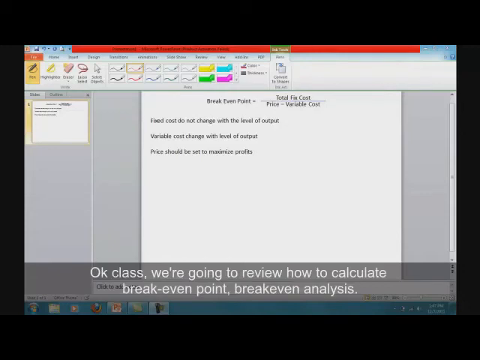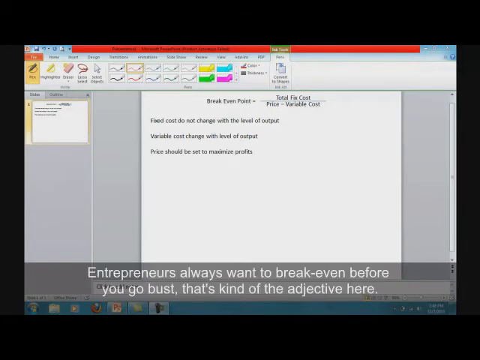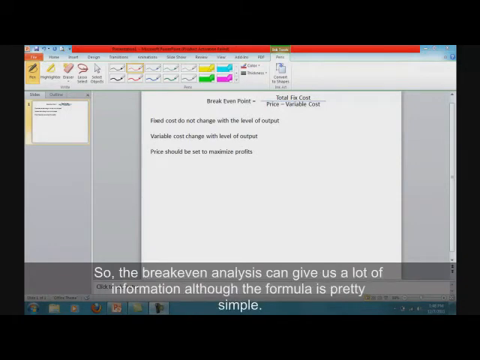Okay, class, we're going to review how to calculate break-even point, break-even analysis. This is very useful in decision-making in management. Entrepreneurs always want to break even before you go bust. That's kind of the objective here. A break-even analysis can give us a lot of information.